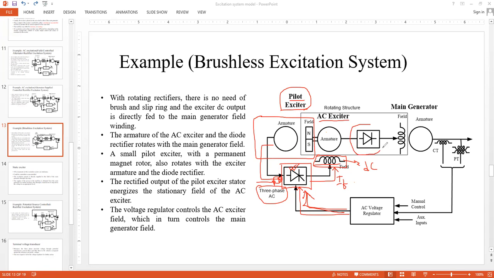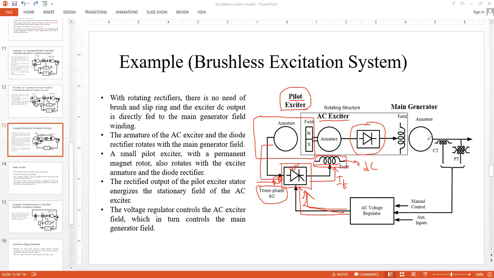And here there is no control. It is simply a rotating uncontrolled rectification because you are already having some control here. So here the AC exciter is the prime mover of both the generator and the pilot exciter, when the AC exciter is acting as the prime mover.